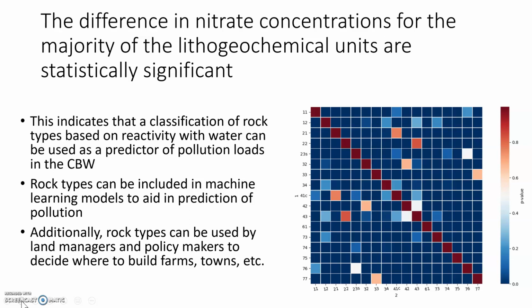Rock types can be included in machine learning models to aid in prediction of pollution. Additionally, rock types can be used by land managers and policymakers to decide where to build farms, towns, etc. This can be accomplished by looking at a geological map.